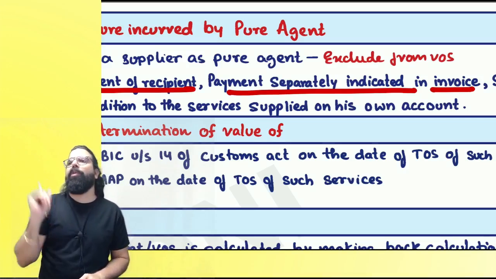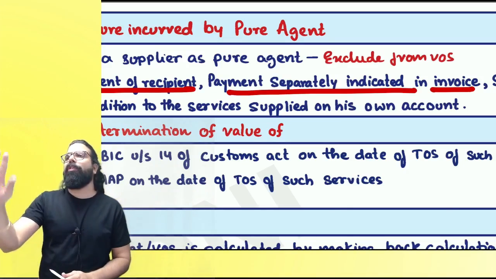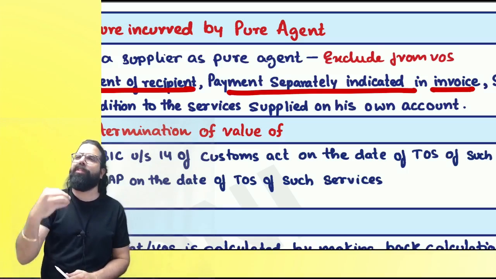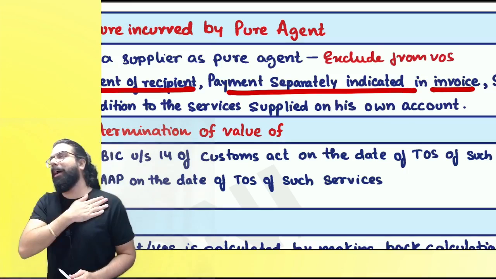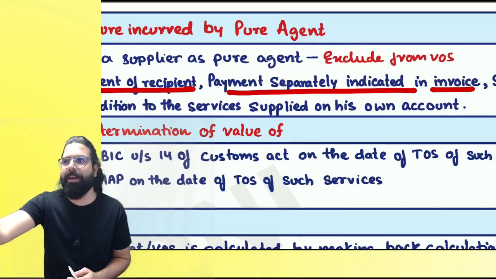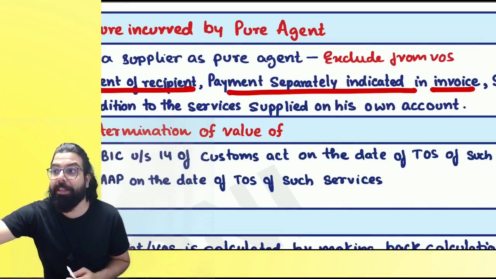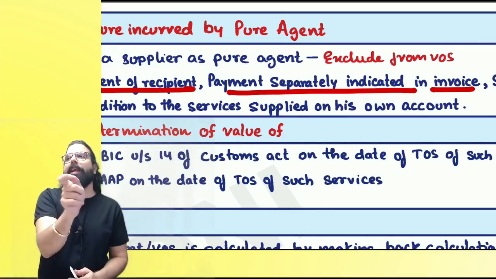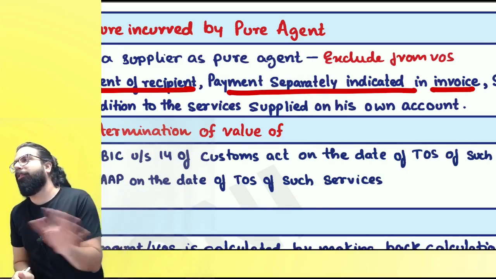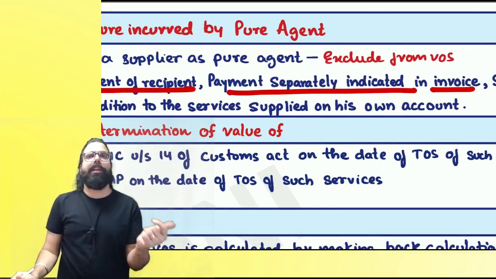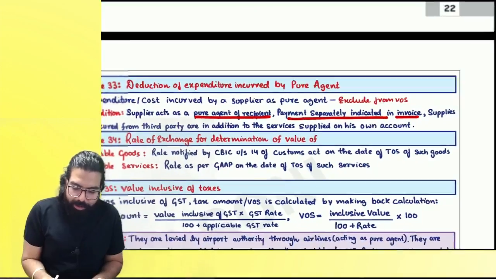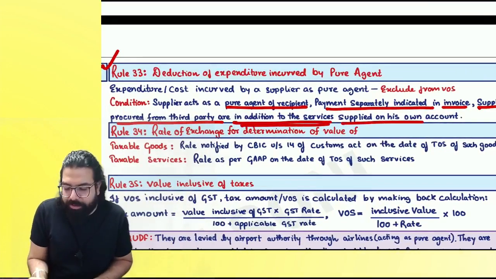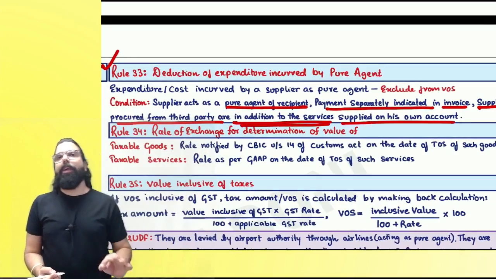For example, I am doing ROC related work for you. I told you, sir, this will be my service fees. All the other expenses, you will have to take care. You told me, sir, you pay, I will reimburse later. My heart is pure. I did not make any profit in that amount which I am taking from you, other than my service amount. So that amount I can indicate separately, and I will not charge you any GST on that amount. Are we all clear till here? Can we go ahead? The next one over here is supplies procured from third party are in addition to service supplied on own account. Can I go ahead, everyone?